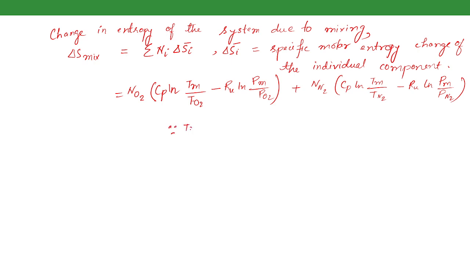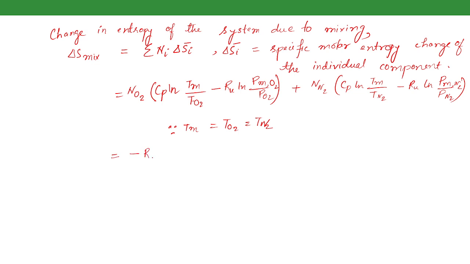Now, since Tm is equal to TO2, which is equal to TN2, this Pm is not the total pressure of the mixture. This is actually the partial pressure of oxygen in the mixture, so this is PmO2, and this is PmN2, the partial pressure of nitrogen in the mixture. The temperature of the mixture Tm is equal to the temperature of the individual components, so Tm by TO2 will be 1, and ln 1 will be 0. Similarly, the ln for nitrogen will be 0. So this term gets cancelled.